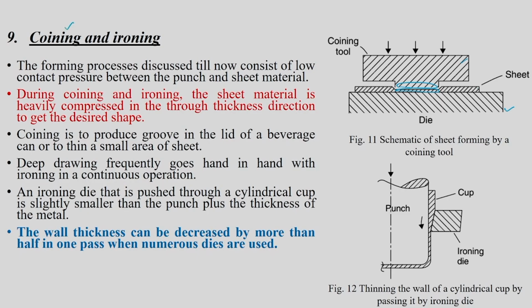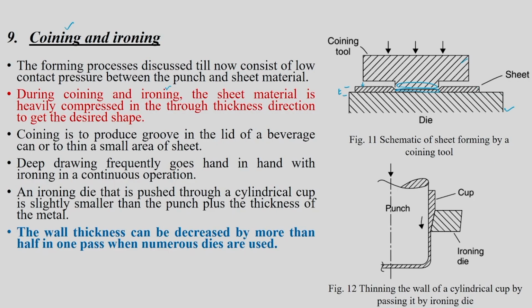I will come to ironing after this. During coining, the sheet material is heavily compressed in the through thickness direction to get the desired shape. Through thickness direction means, let us say this is your thickness T. In this direction the deformation is given, but within the sheet thickness. That is why intricate shapes are made using this kind of coining.